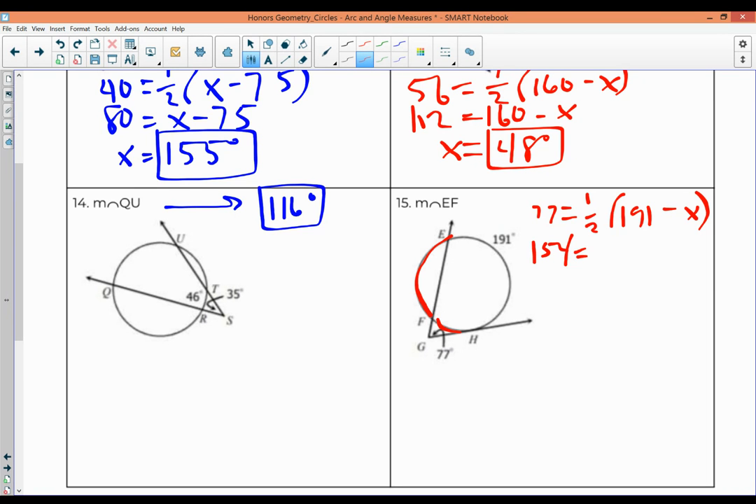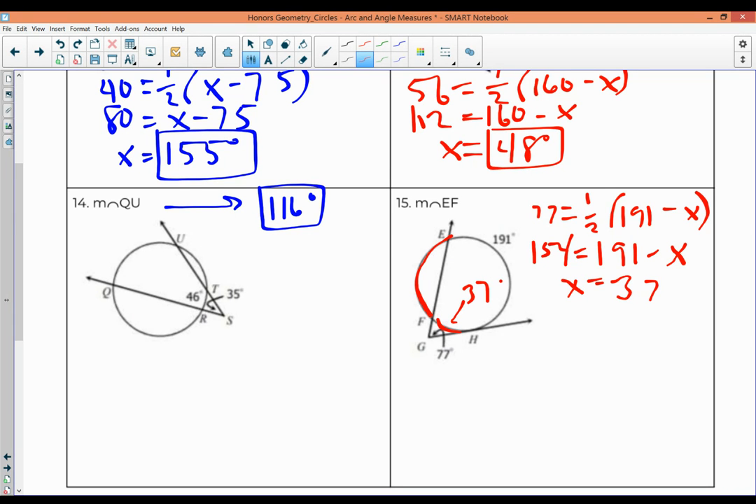154. Set that equal to 191 minus x. And here I got x equals 37. But remember, that's not my final answer. That's the measure of this arc right here, 37 degrees.